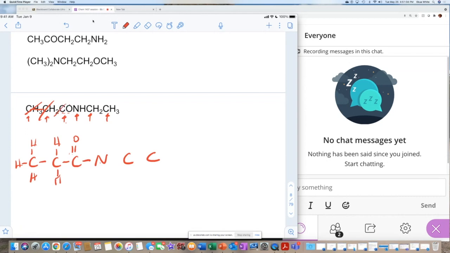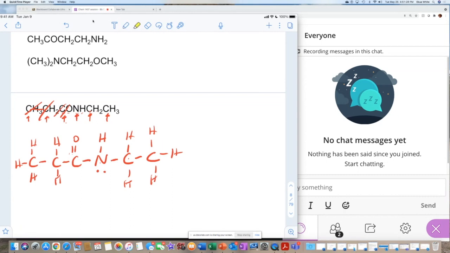Nitrogen, I'm done with that one. Nitrogen is attached to a hydrogen, so that's going to be up here. And then you have another carbon, and the carbon has 2 hydrogens up and down. Then you have a carbon here, and it has 3 hydrogens up, to the right, to the bottom. Anyway, this is the structure.